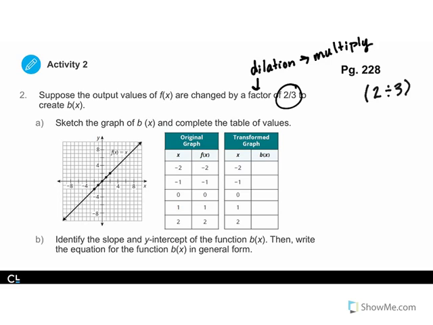So we're labeling this new function b of x when we're done. Our scale factor is 2/3. So we're going to take 2/3 times all of these y values. To get this value, we're going to take -2 times 2/3.